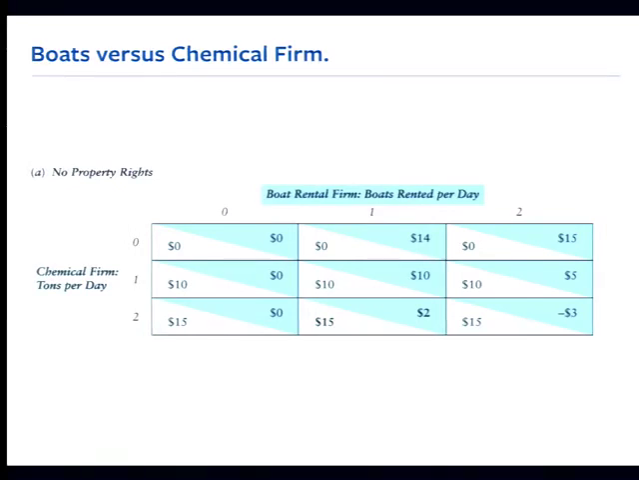The thing where it gets confusing is why does this help us figure out what these firms are going to produce, right? The key assumption here is one of perfect information. This means the chemical firm knows what the boat firm's payoffs are, and the boat firm knows what the chemical firm's payoffs are. In the real world, that's not the case, right? They might have an idea, but they usually don't know the exact magnitudes here.